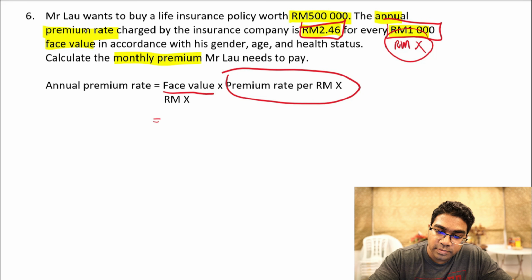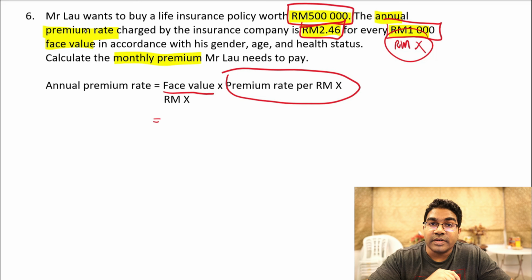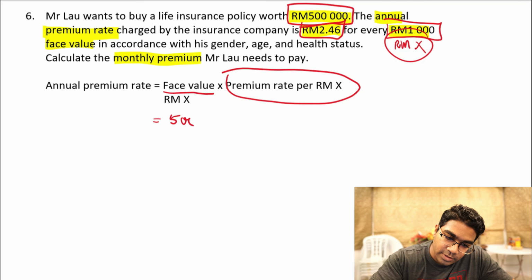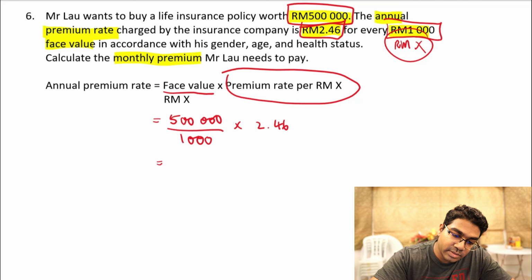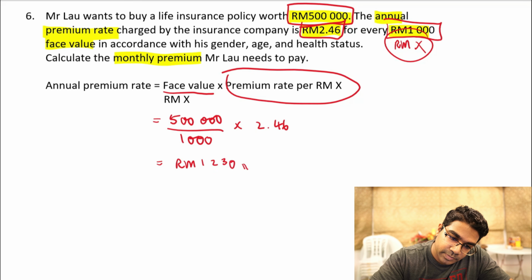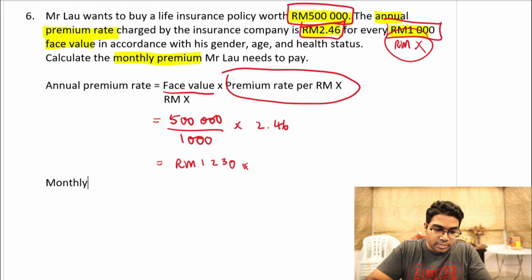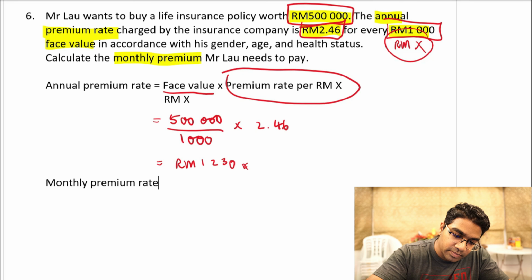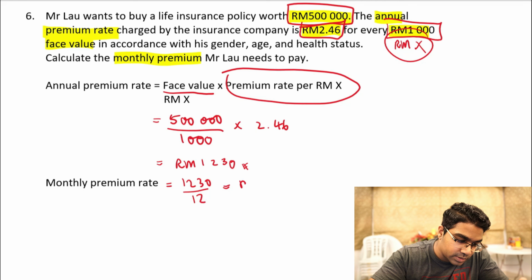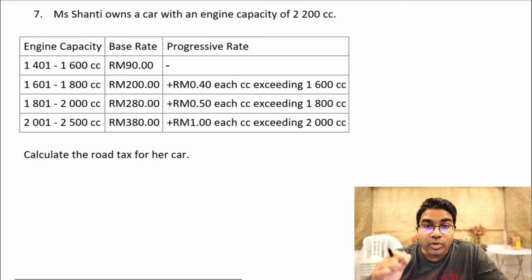And what is the face value? The face value is this, 500,000. So this is 500,000 divided by 1,000 multiplied by the premium rate, 2 ringgit and 46 cents. And the amount that you will get here is 1,230 ringgit. So this is the annual premium rate, but the question is asking for the monthly premium rate. And so the monthly premium rate will simply be the annual rate divided by 12, which is 102 ringgit and 50 cents.